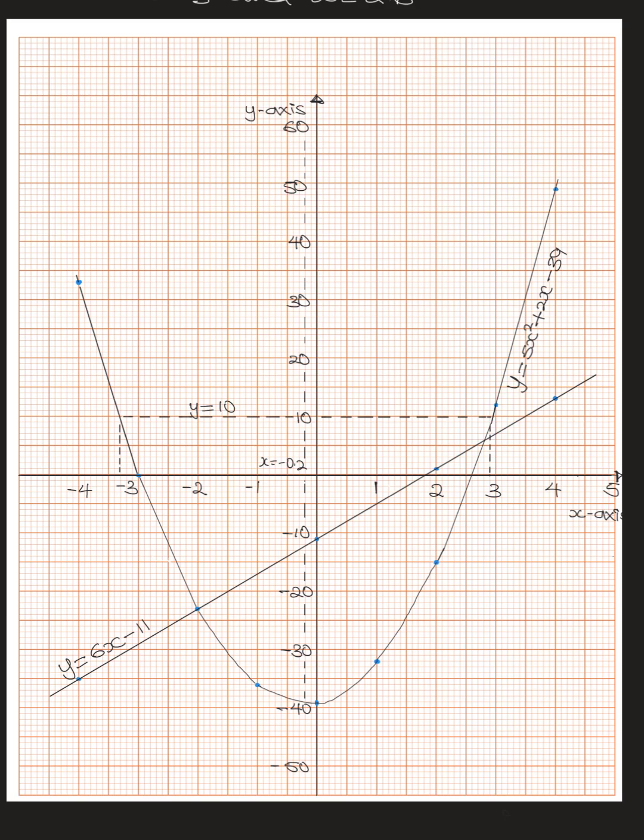So let's try to draw our tangent. The tangent that we are going to draw is going to be a line that is going to pass through x is equal to 2. Okay?